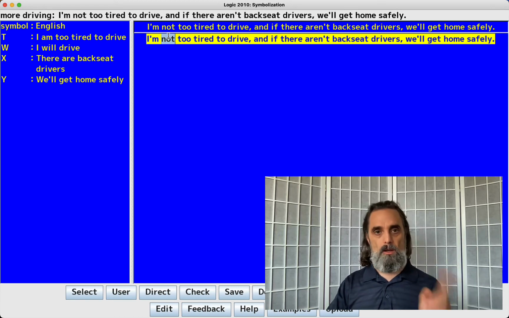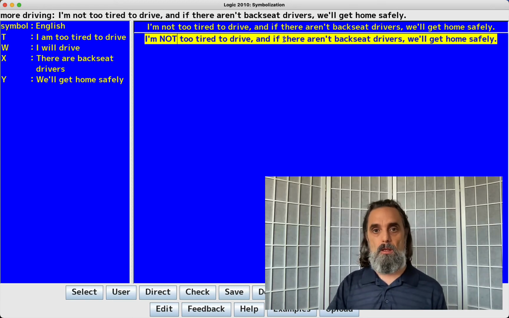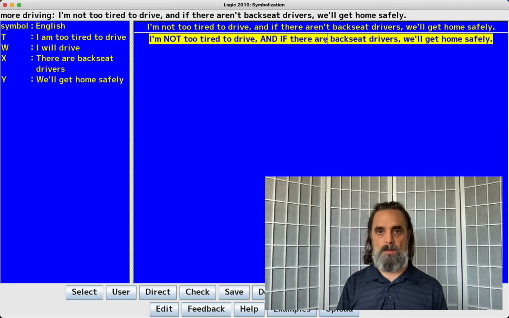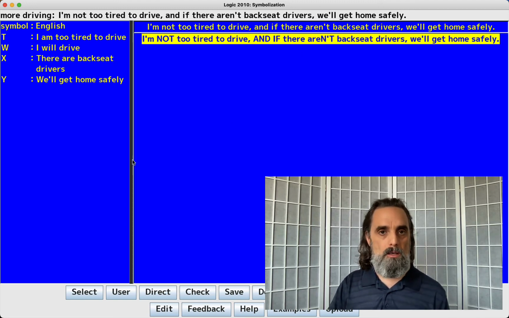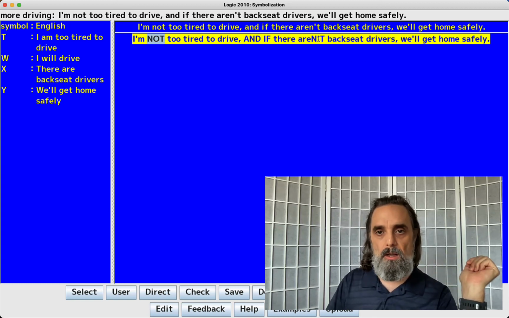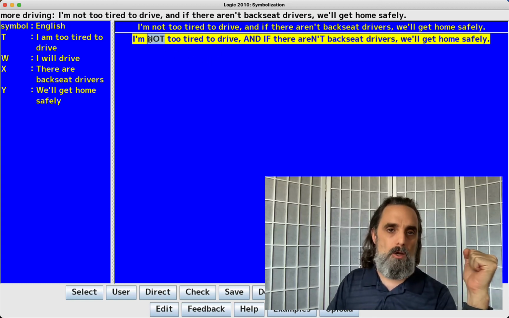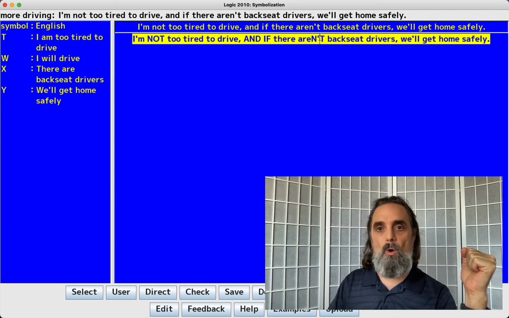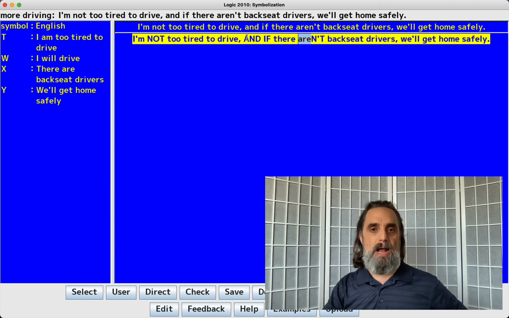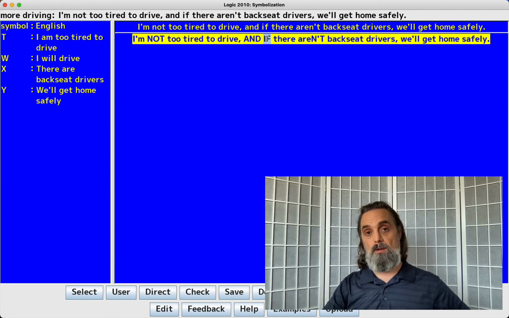So there's a not, there's an and, there's an if, and there's a contraction. So what's the main connective? It's not this not, and it's not the contraction, because when we have a not hooked up to a verb like am or are, then we know that the negation is going to be just on a sentence letter, and so it's not going to be the main connective of the whole thing. Which means it's just the and or the if, so we've got to decide.